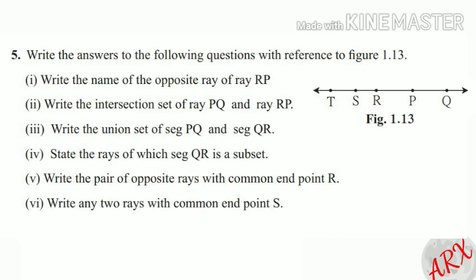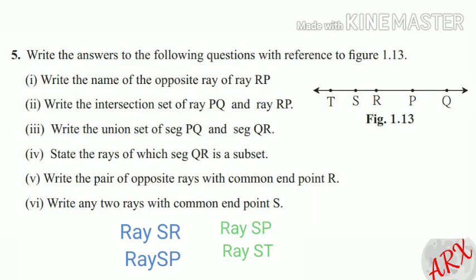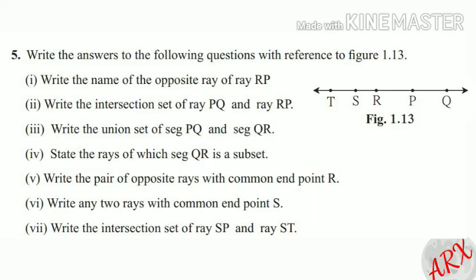Question number 6. Write any two rays with common endpoint S. So answer will be ray SR and ray SP, or we can take ray SP and ray ST, or we can take any other ray starting with S. Question number 7. Write the intersection set of ray SP and ray ST. Now ray SP and ray ST are in opposite direction. Hence their intersection will be point S.